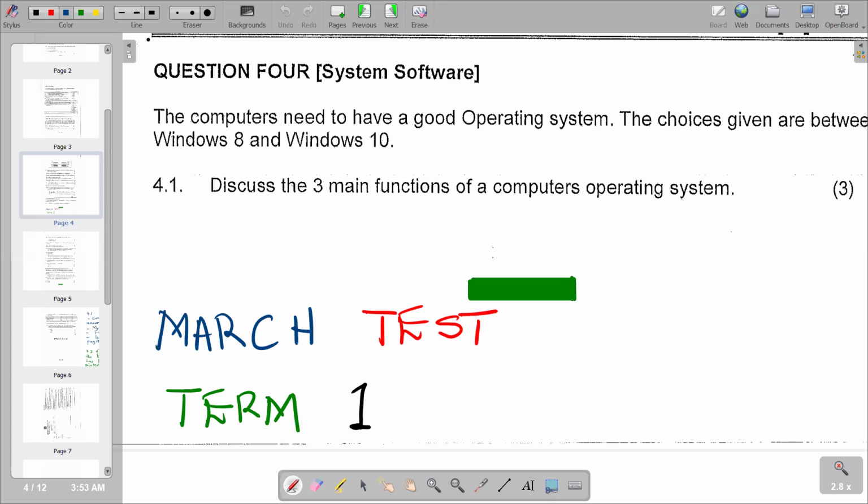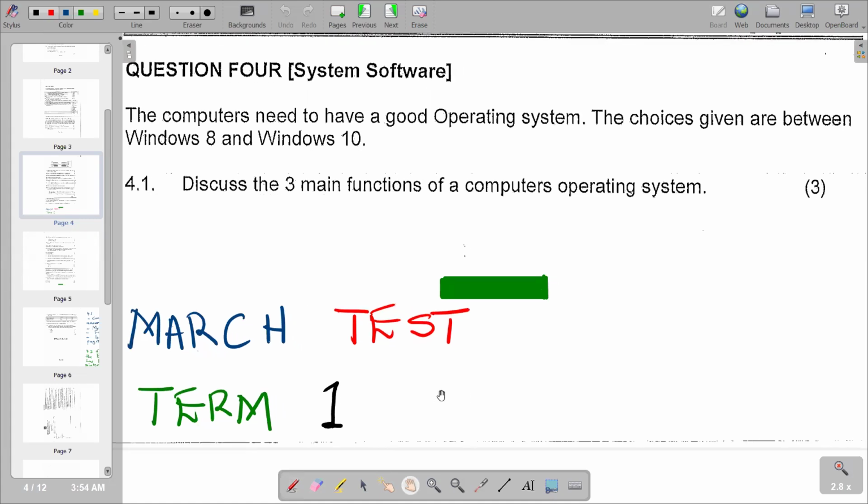In this video, we want to look at a past question paper that is a match test, and then we are going to look at question 4 on that question paper that is on system software. So our question reads: computers need to have a good operating system. The choice is given between Windows 8 and Windows 10. So 4.1 reads: discuss the three main functions of a computer's operating system.